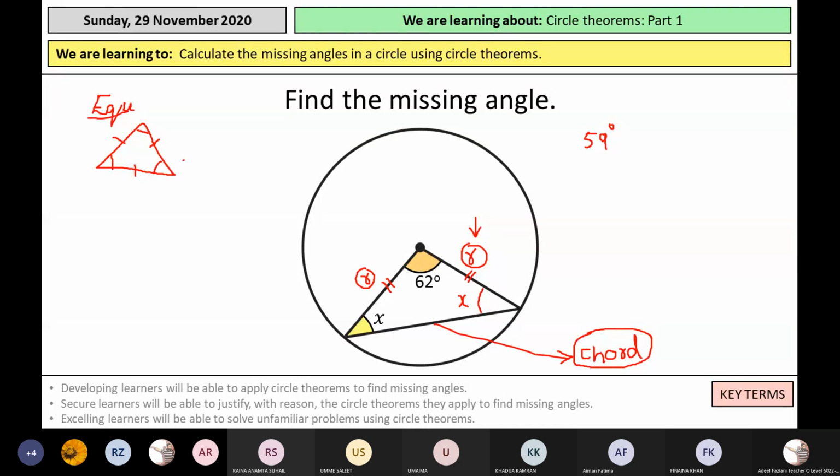Okay. Now, what I'm talking about is the value of x. Can anyone tell me the value of x? Sir, 59. Sir, it's coming 59.